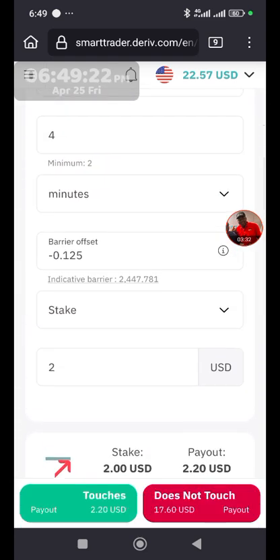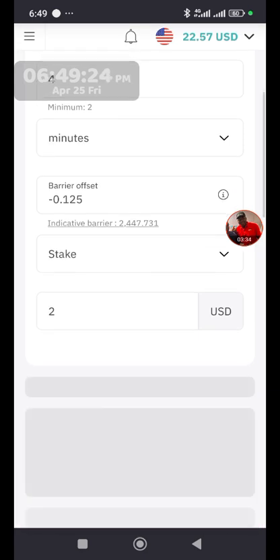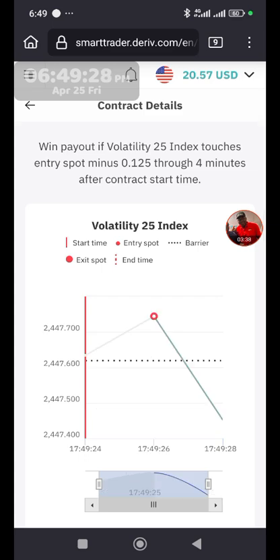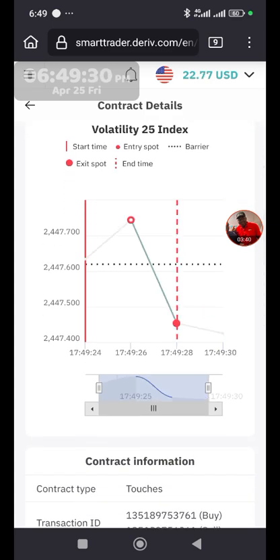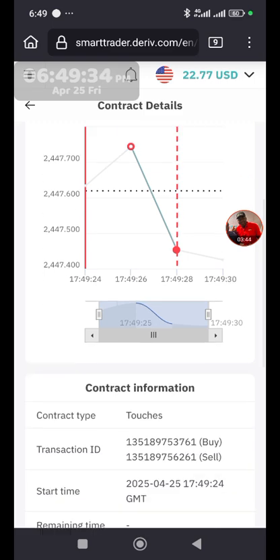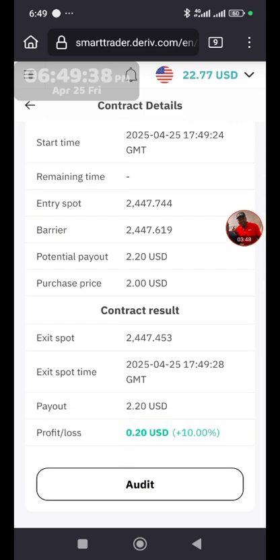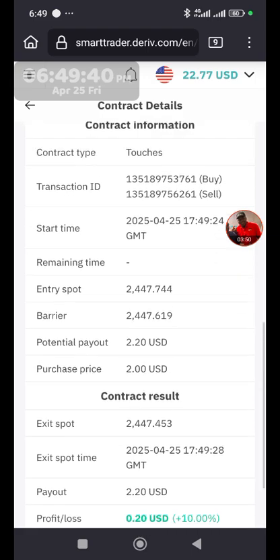Let me show you one trade, okay? I've just placed a trade, right? You can see, I said it's going to come down to this barrier, and it came down to that barrier, and I've won my trade. I've won 10%. That's for touch.